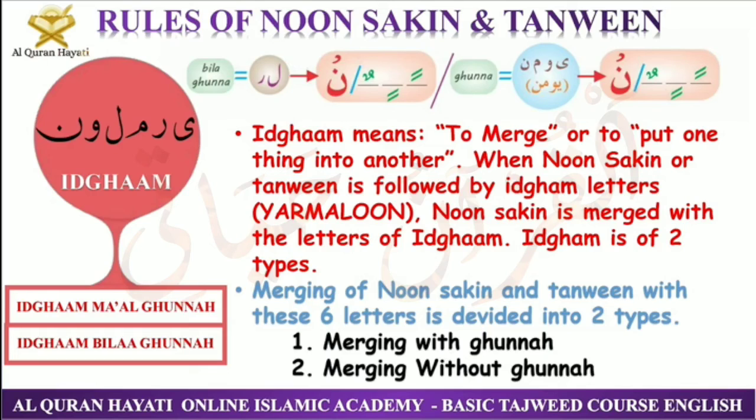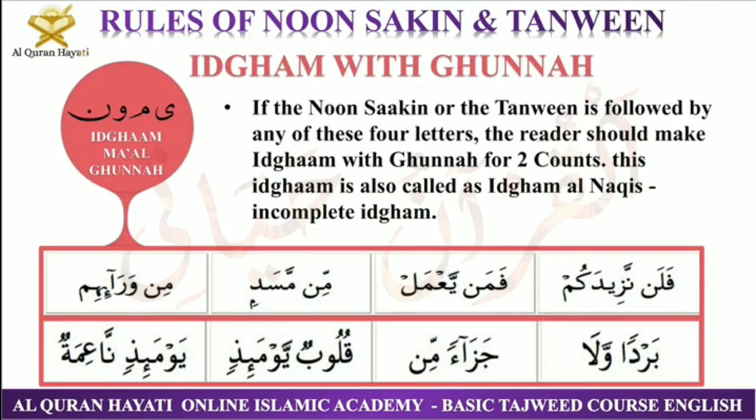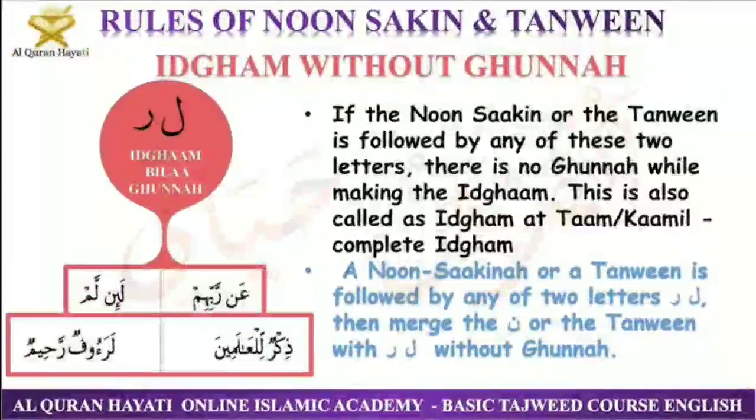Okay, but the merging is done in 2 different ways, that is with gunna, ma'al gunna, and without gunna, that is bila gunna. There are 4 letters of idgham with gunna, that is ya, mim, noon and waw, and there are 2 letters without gunna, that is lam and letter ra. When Nun Sakin and Tanween is followed by these 4 letters, ya, mim, waw, noon, we will merge Nun Sakin and Tanween in these 4 letters by doing gunna for 2 counts. But when the Nun Sakin and Tanween is followed by these 2 letters, that is lam and ra, then we won't do any gunna.